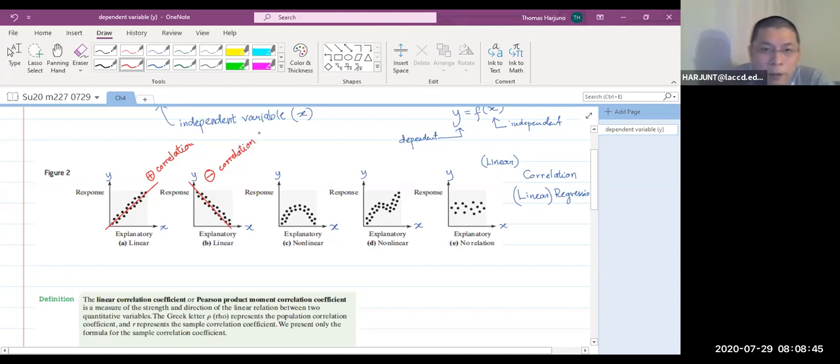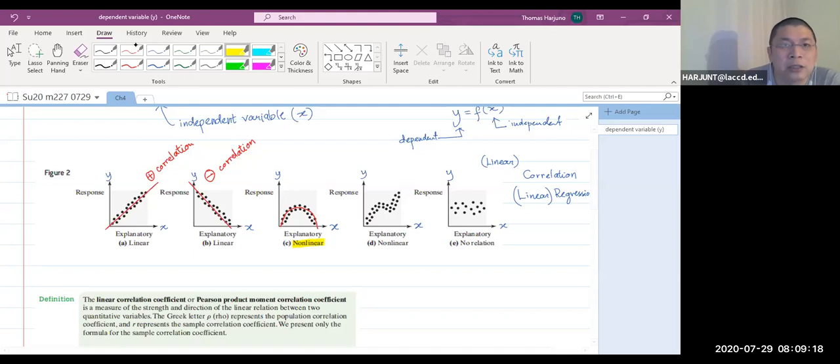Now, in our graph number three here, we can see that it actually fits a parabola, but it's non-linear. So we can say that it has a non-linear correlation. We have correlation, but it's non-linear.